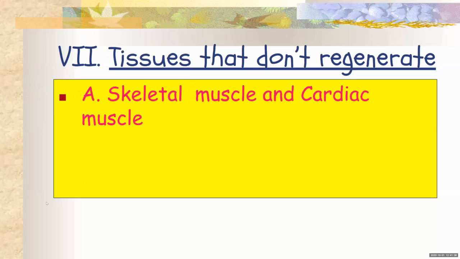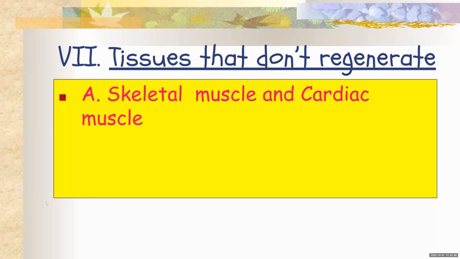Here is tissue that cannot regenerate: skeletal muscle. These muscles that we use to move our bones can't regenerate when they're damaged for good. So if you had a bad puncture wound through a muscle, you'll always have that damaged tissue. That muscle will never be 100%.